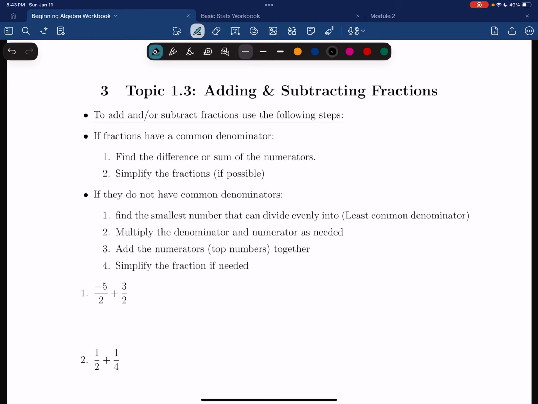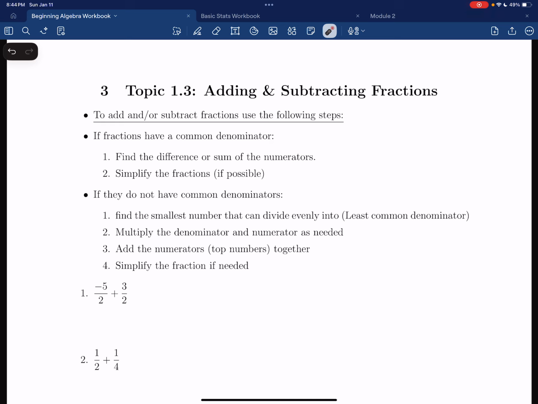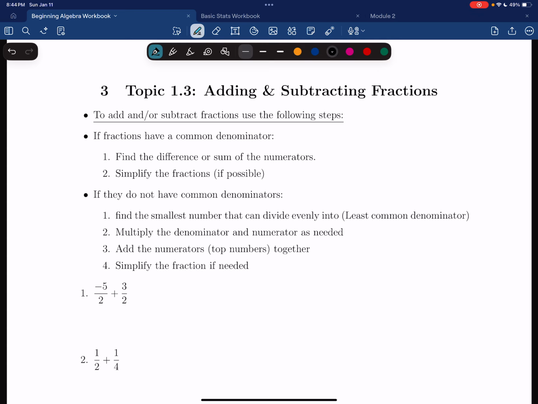Welcome to section 1.3. In this video, we're going to take a look at how to add and subtract fractions. So if fractions have a common denominator, what we do is we find the difference or sum of the numerators. Difference means subtraction, sum means addition, and numerator means the top part of the fraction. So if they have common denominators, we add or subtract, depending on the operation you're given, the top part of the fraction. And then, if we can, we're going to simplify our answer.